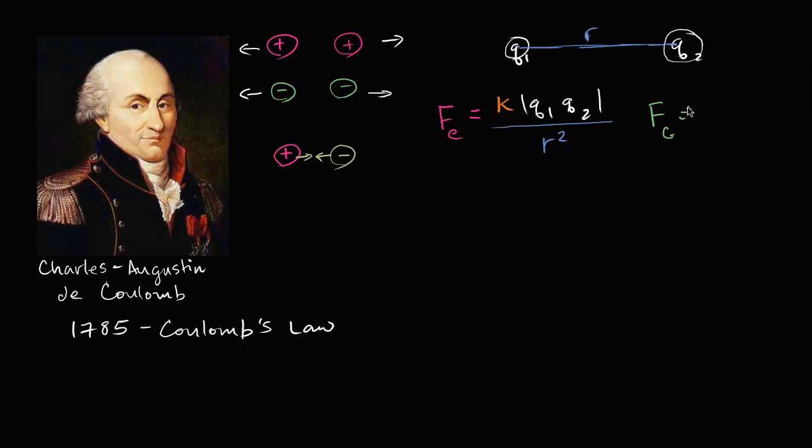Actually, let me do it in those same colors so you can see the relationship. It's going to be proportional to the product of the two masses, m1, m2, and it's going to be inversely proportional to the square of the distance between the two masses. Now, these proportionality constants are very different.